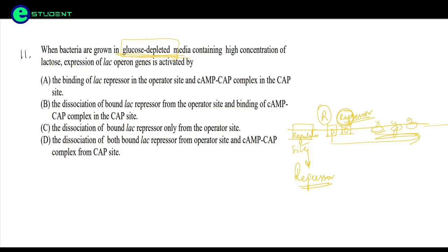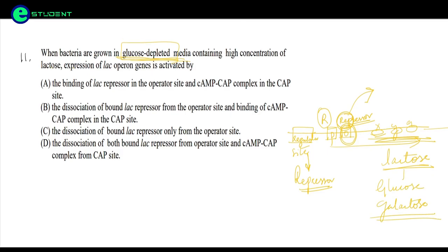So first the repressor has to be removed from the operator so that the RNA polymerase can go and transcribe these genes and use the lactose to produce glucose and galactose. Okay, so let's see the options. The binding of lac repressor in the operator site, and see, lac repressor is binding in the operator, so these genes will not be transcribed. So the answer is clear from here on that this is a wrong option.